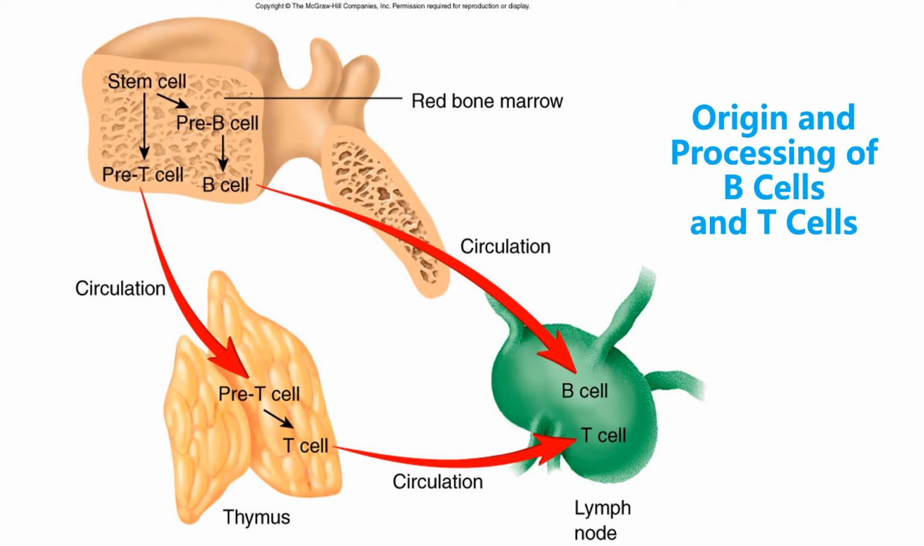For pre-T cells, they are generated from the red bone marrow, but then again, their maturation happens in the thymus. Compared to your pre-B cells or the B cells, both generation and maturation happen in the red bone marrow.